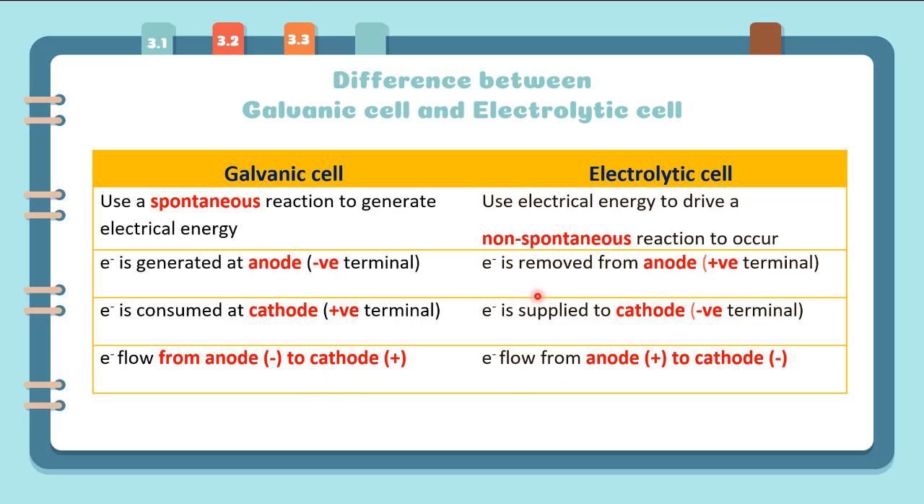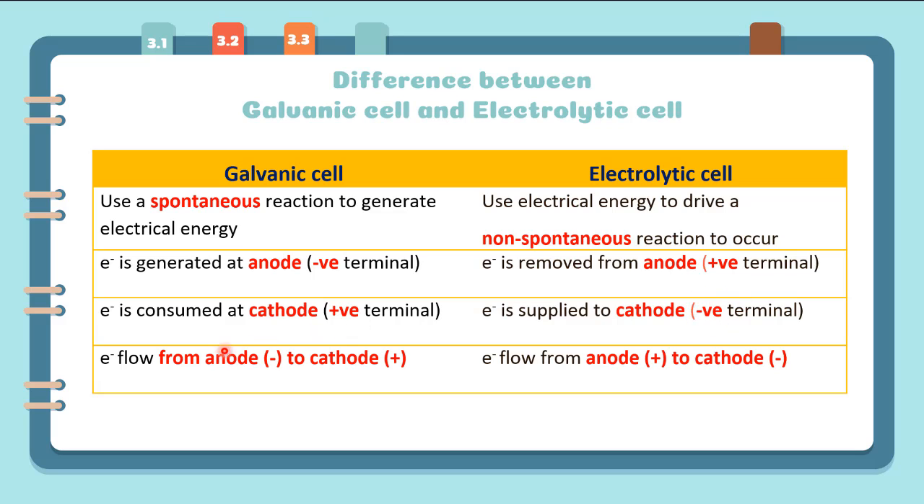But now, look at this electrolytic cell. We need to use electrical energy to drive a non-spontaneous reaction to occur. Different from the galvanic cell, the electrolytic cell is a non-spontaneous reaction. That is the reason why we need to use a battery. Pay attention over here: electrons are removed from the anode, but for the electrolytic cell, the anode is the positive terminal, and the cathode is the negative terminal.